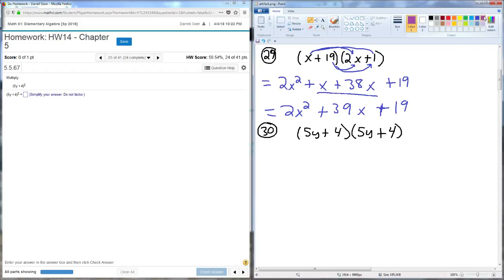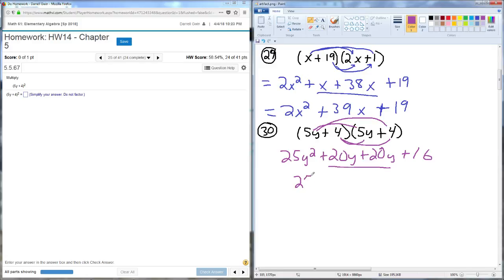Get away from FOIL. 5y times 5y is 25y squared. 5y times 4 is 20y. 4 times 5y is 20y. 4 times 4 is 16. Combine like terms. 25y squared plus 40y plus 16 is the answer.